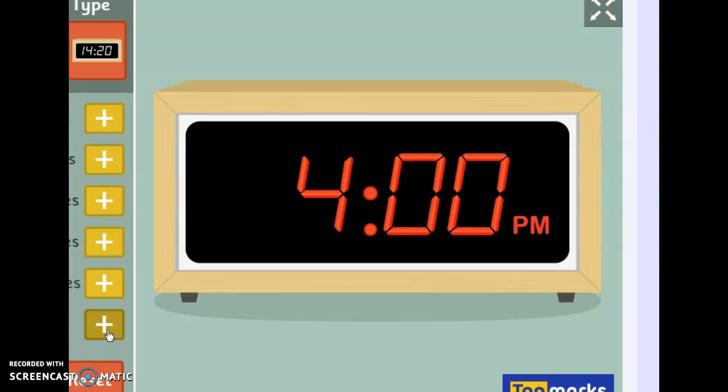4 o'clock, 5 o'clock, 6 o'clock, 7 o'clock, and let's go a little faster now, since we know that the only thing that is changing is the hour. 8 o'clock, 9 o'clock, 10 o'clock, 11 o'clock, and back to 12 o'clock.